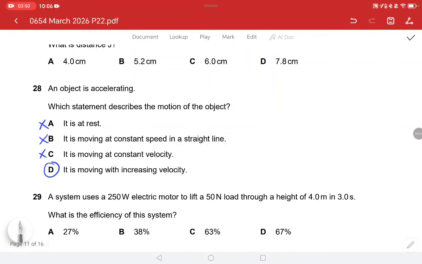If you have a distance time graph, the gradient is the speed. With a straight line, this is the gradient and it's constant speed. But when you have a flat line, this means not moving at all. This is the stationary mode, no movement, at rest. So this is for the distance time graph.